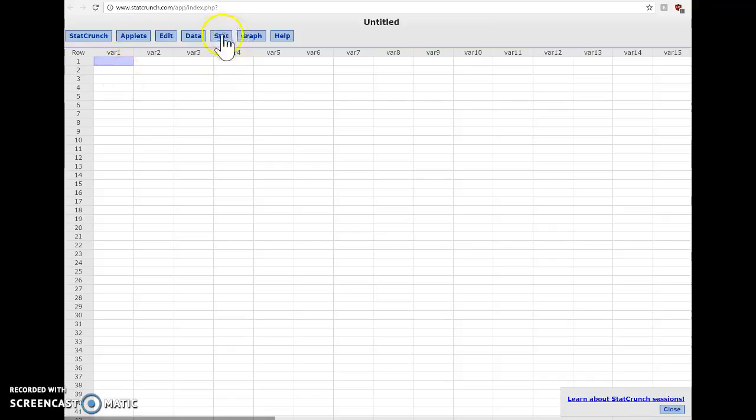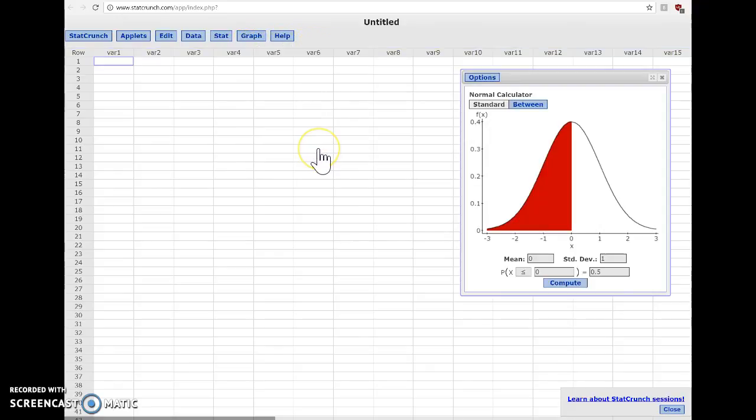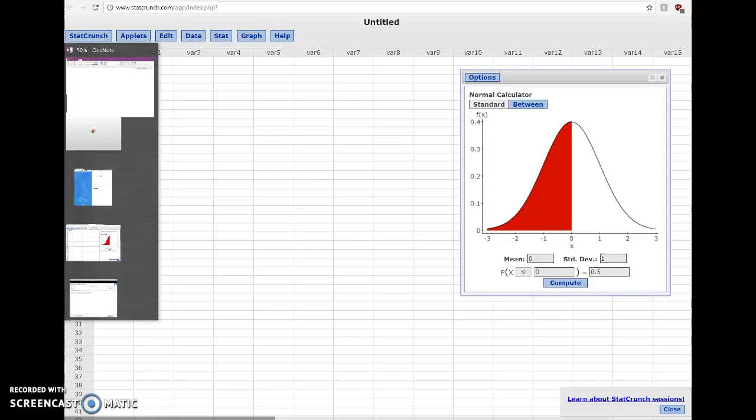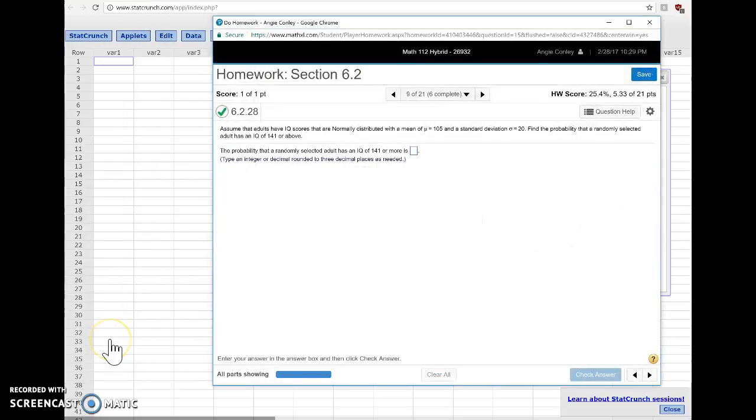Now, when we're working these problems, we're going to use our stat calculator, and most of these problems are the normal distribution, so we'll be using that option there. So I have this open in StatCrunch so that while I do my homework, I'm ready to use my calculator. So let's go to a homework problem in 6.2.